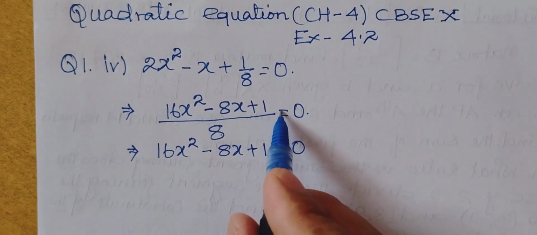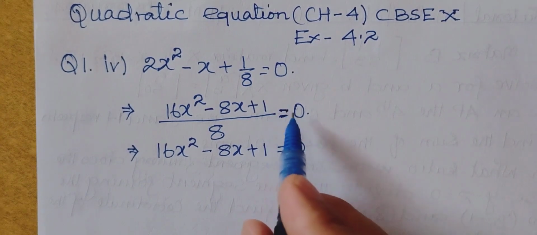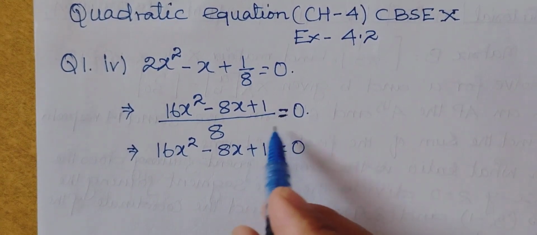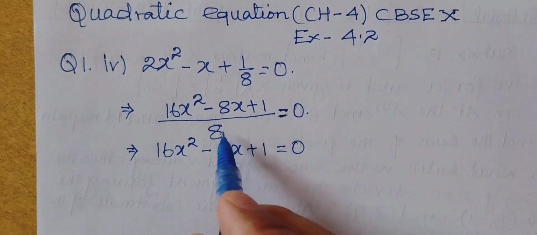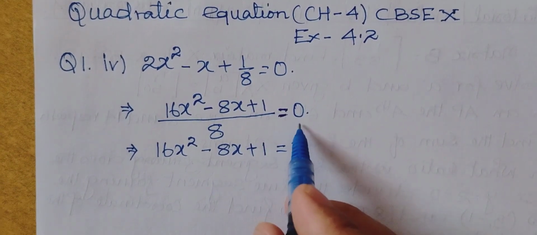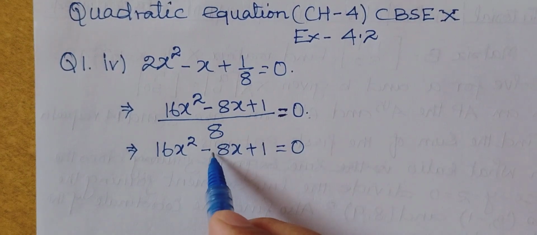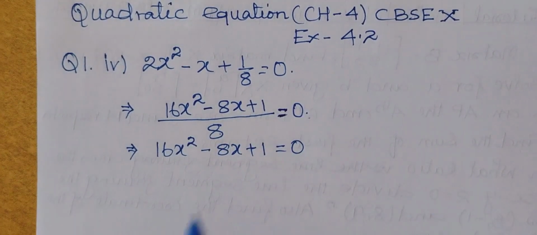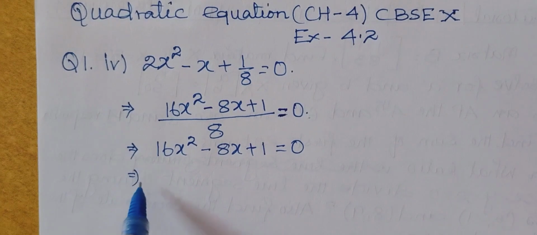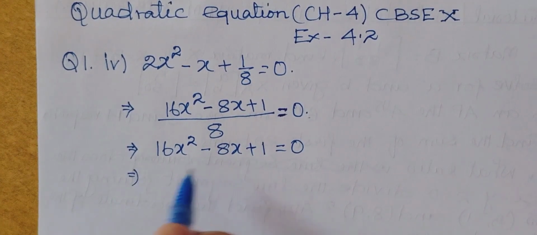Okay, between the two fractions, if there is an equal sign, at that time we will cross multiply. We can consider the denominator is 1, then this and this multiply is the same thing, and add 0 is a 0. Okay, now we'll start to break the middle term.